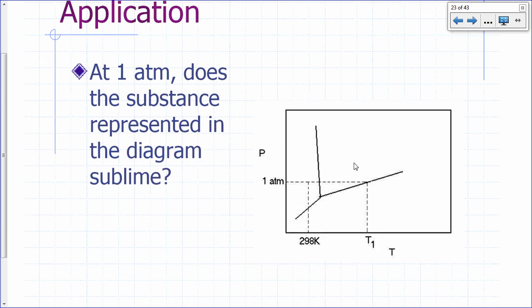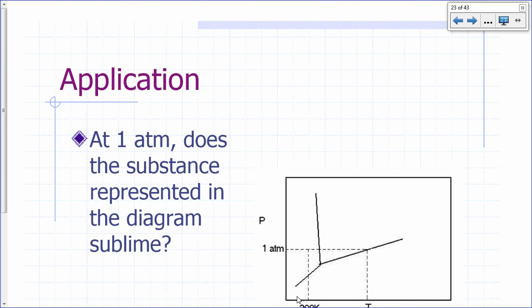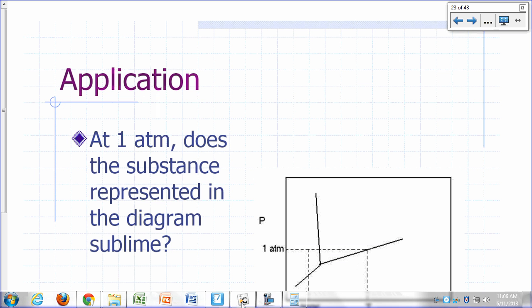All right. So let's look at this diagram right here. At 1 atmosphere, does a substance represented in this diagram sublime or not? Yes or no? A, yes. B, no. Oops, I lost my clicker. What happened?